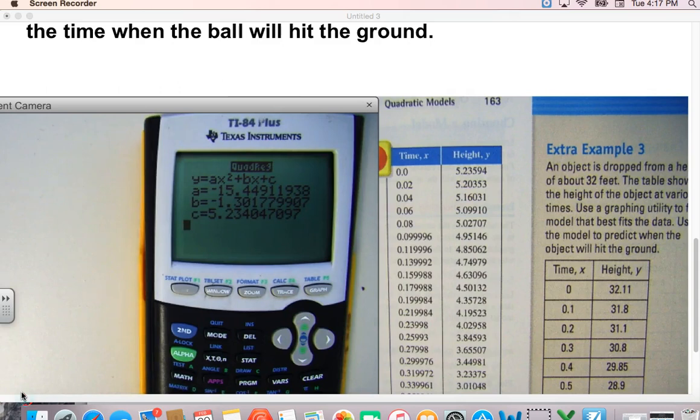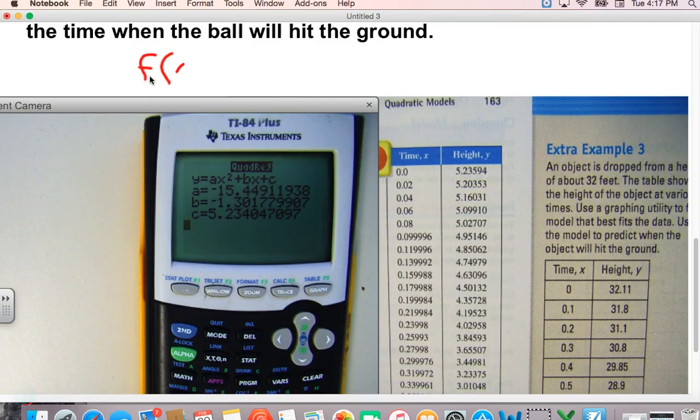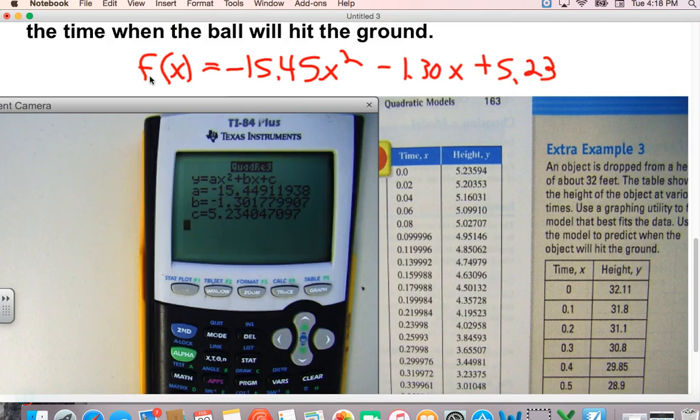So our model we're going to say is f of x. Of course, you can use whatever you want for your y value. You can use y. So we're going to say y equals, and a is negative 15.45 x squared. And we're going to subtract 1.30 times x, and then add on 5.23. So that's what we could write down for our model.